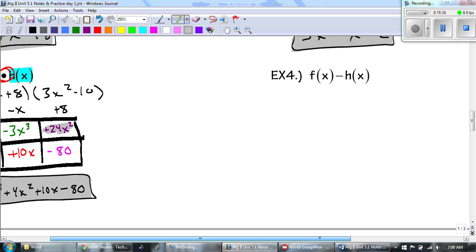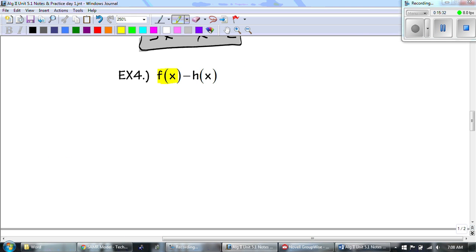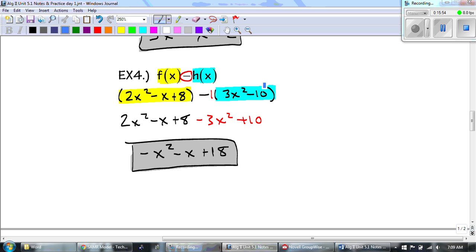All right, and then example number 4, I'm going to let you do this on your own. I have f of x minus h of x. Okay, so go ahead and pause the video and good luck. Okay, and then you can see my final answer. I did my 2x minus 3x squared, negative x, and then my 8 plus 10 to get negative x squared minus x plus 18.